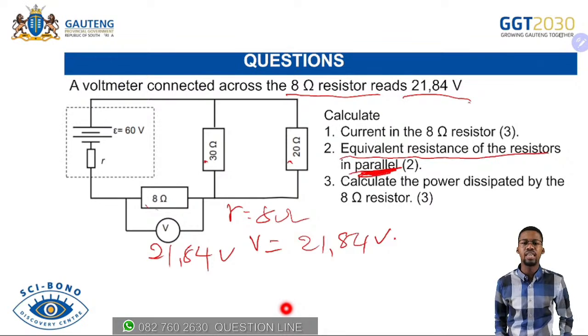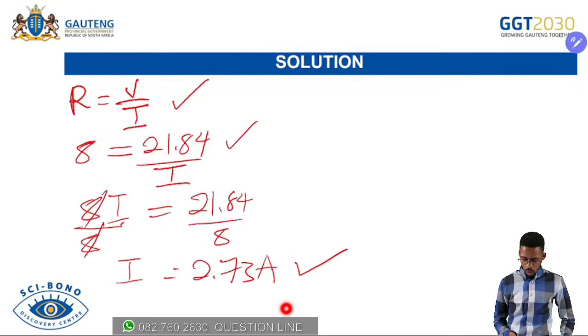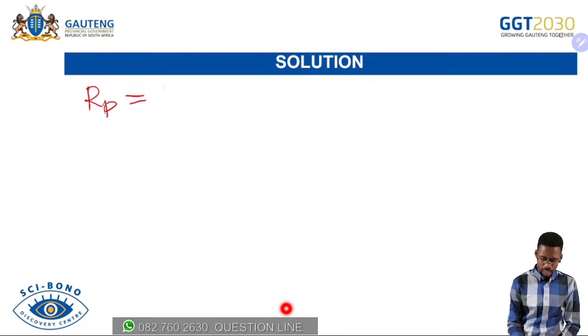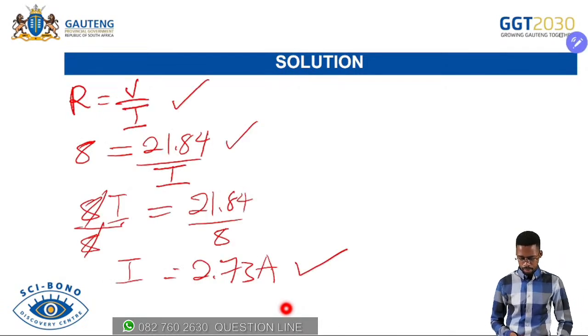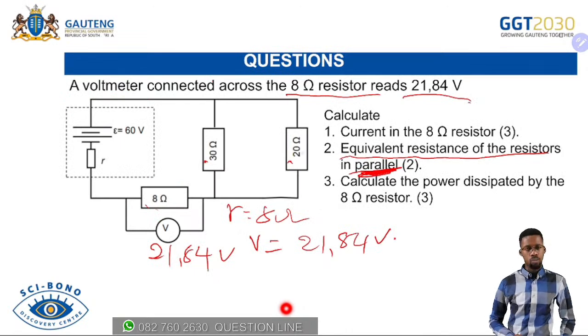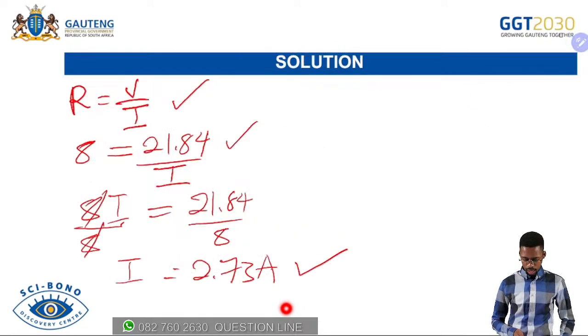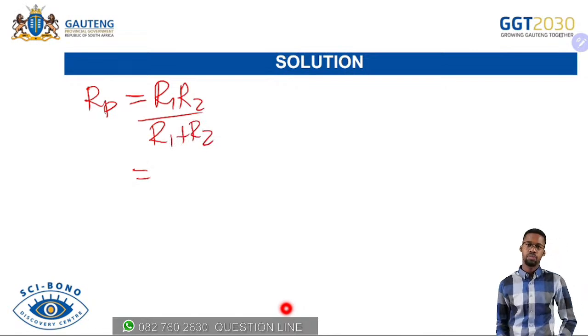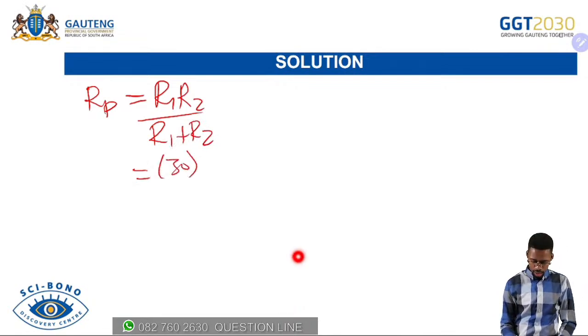Then let's move on. Number 2, calculate the equivalent resistance of resistors in parallel. We don't want everything, but only resistors that are connected in parallel. Then you can say RP. How many resistors are connected in parallel? It's 1, 2. So then you can use this formula that says R1 R2 divided by R1 plus R2. What is your R1? It's 30. What is your R2? 20. Divided by 30 plus 20.